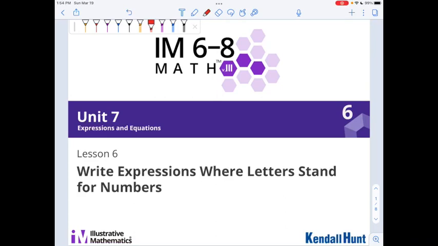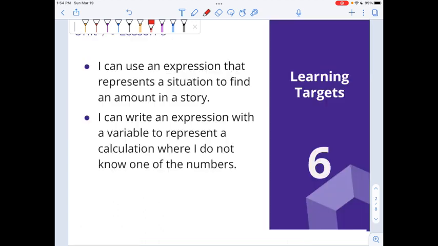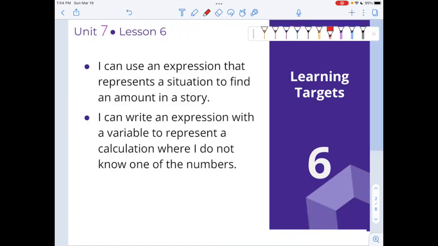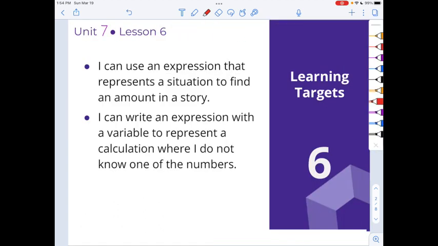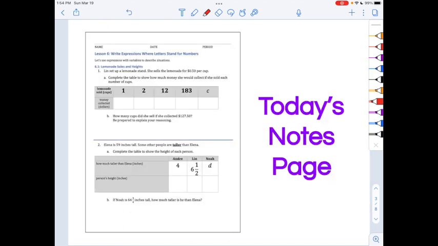Hello, sixth graders. It's lesson 6, writing expressions where letters stand for numbers. So we have two big learning goals today. We want to be able to use an expression that represents a situation and write an expression with a variable. Here we go. Make sure you have today's note page.